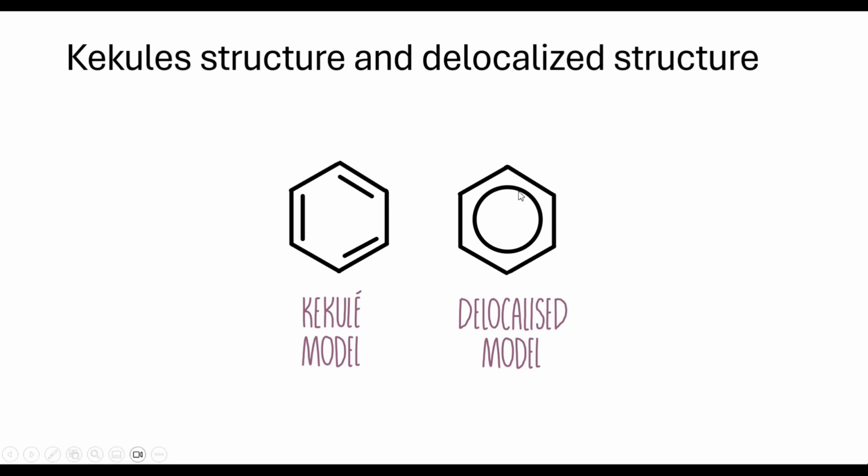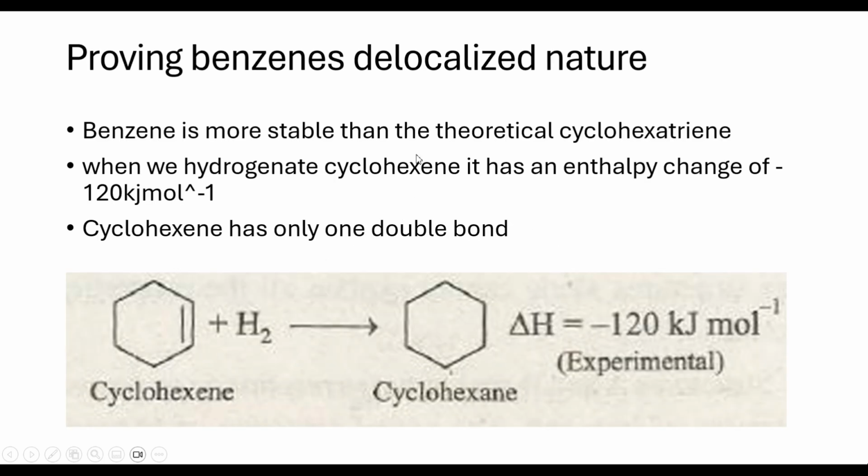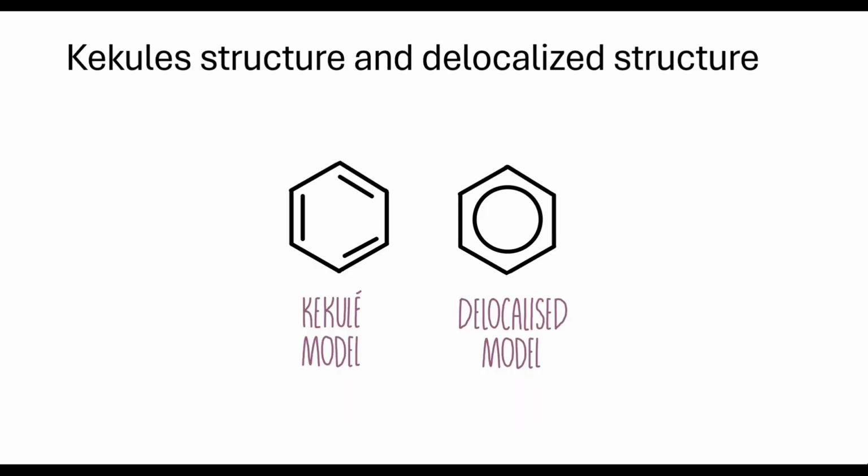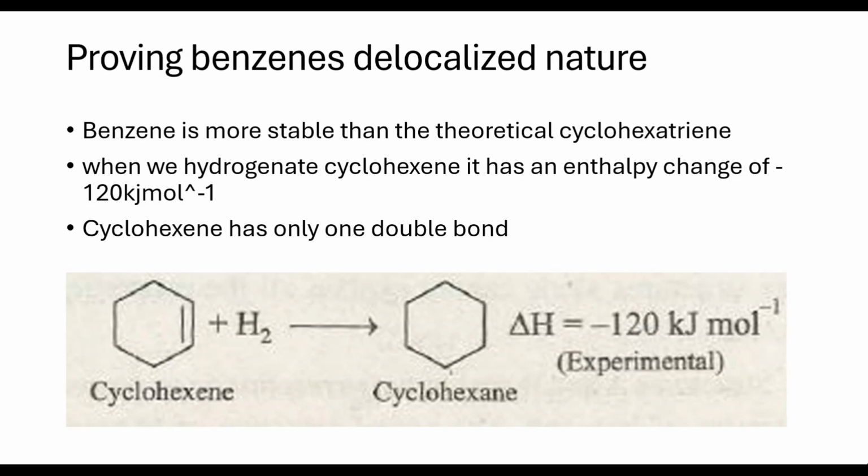Obviously, this is not true, it's delocalized, which is why we draw it as a circle now. But the Kekulé one is still common. You'll still find it a lot, and you'll still find it at A-level as well. So there you go. Now, proving benzene's delocalized nature: benzene is more stable than the theoretical cyclohexatriene. Cyclohexatriene is Kekulé's structure, a theoretical version of benzene without the delocalized ring.